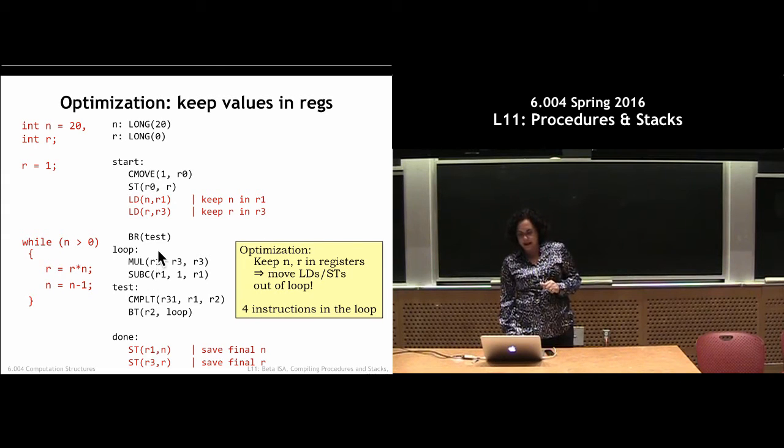And so you notice that now I've gone down from 10 instructions to 4. And then at the very end, I store my results back into their locations in memory. There's no need for me to store all of those intermediate results. I only need to store the final one in memory. Okay? Any questions about that before we move on to procedures?